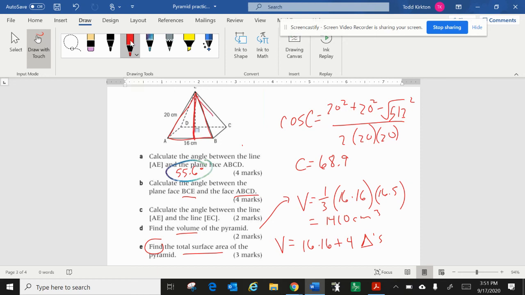The height is that line that we found going down the middle of the side, which I think in part B we found to be 18.3. So that's this measurement right here. So I can do the old triangle formula, which is 1/2 the base times the height. So I have 4 of those triangles. So I have 16 times 16 for the base plus 4 of those triangles.